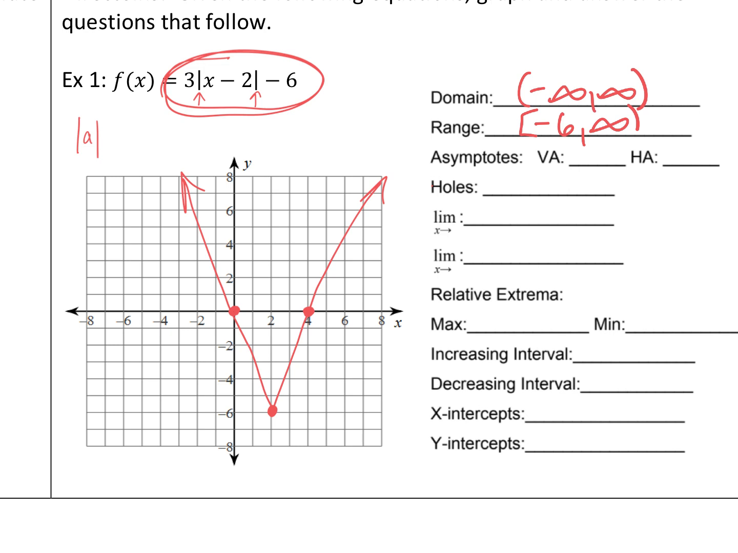Okay? When we learned absolute values, had we even learned anything about asymptotes or holes yet? We hadn't. Okay? So these are definitely not going to have those.